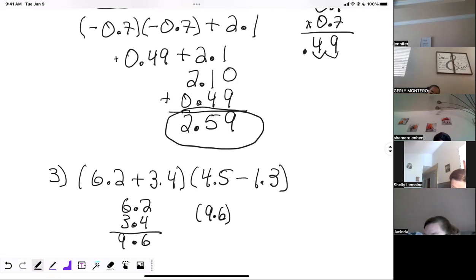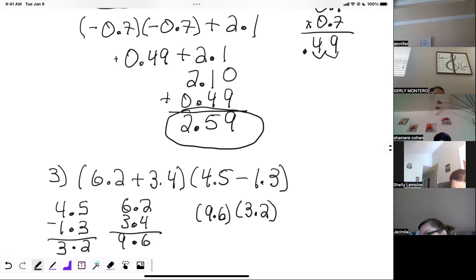Now I got to do my second parentheses. This is minus. So again, I have to line up my decimal places, 4.5 minus 1.3, and I'm going to subtract, and I get 2.3, 3.2. So my problem now is 9.6 times 3.2, and now we're going to multiply them. So 9.6, 3.2. Remember to line it to the left, although the decimal places line up this time because they're in the same spot, but you always line up to the left.